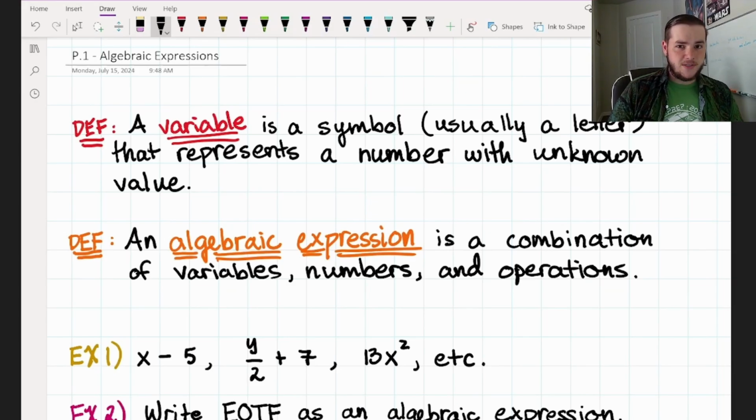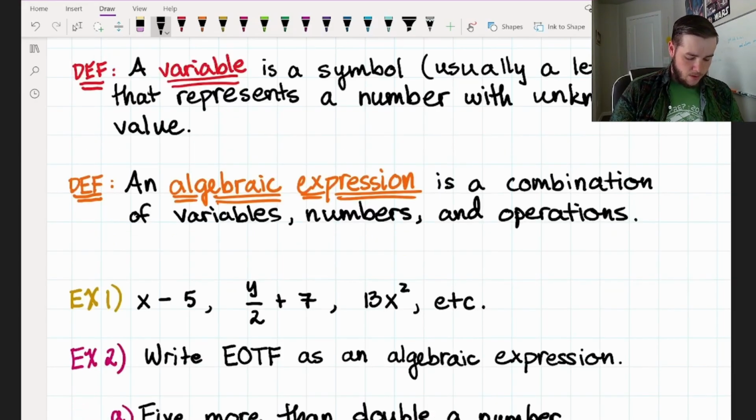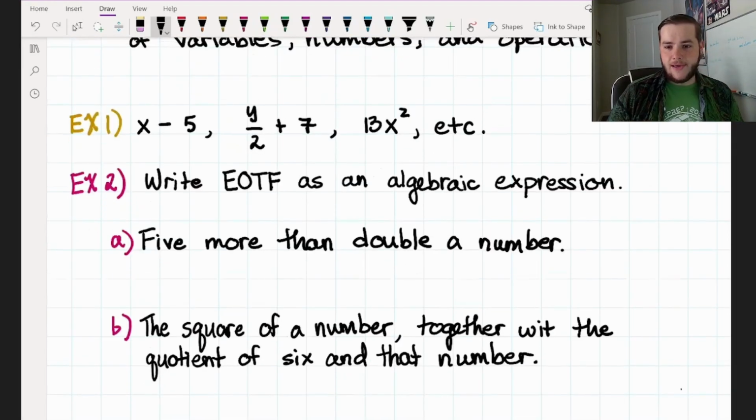And as our first exercise we're going to do together, I would like us to write each of the following as an algebraic expression. A, 5 more than double a number.